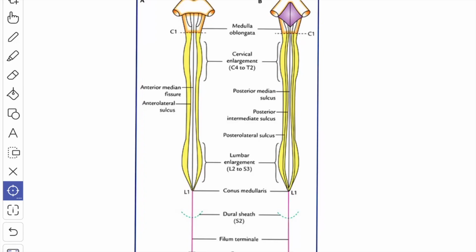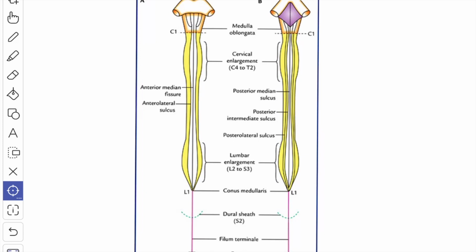In this video, we'll study about the spinal cord. The spinal cord is the lower elongated part of the central nervous system. So this is the spinal cord. It is cylindrical in shape and slightly flattened anteroposteriorly, and occupies the upper 2/3 of the vertebral canal.